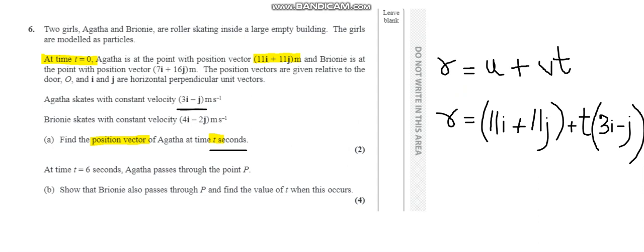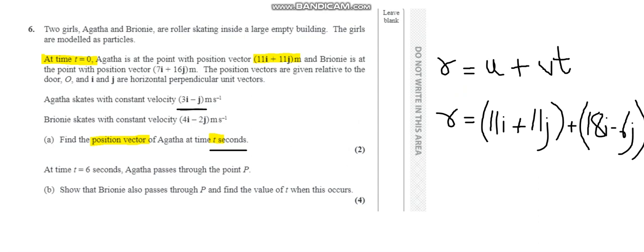Now moving on to part B. They say at time t equal to 6 seconds, Agatha passes through the point P, and part B asks us to show that Brioni also passes through P and find the value of t when this occurs. The first thing we'll do is plug in the t value. We need to plug 6 into it to find where Agatha passes at point P. When I plug 6 into t and expand the brackets, I'll get 18i minus 6j.